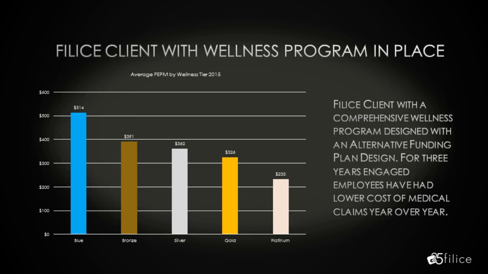So what you're looking at here is a chart that depicts a metal tier or color that represents an employee's level of engagement in the wellness program.